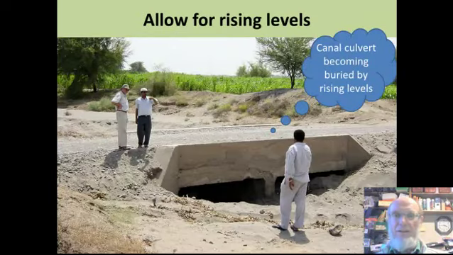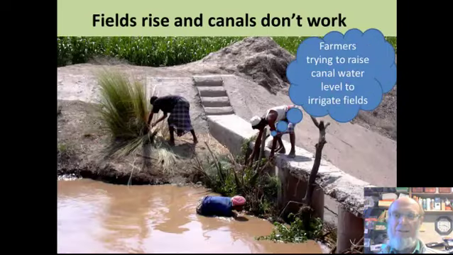Now, if fields rise, canals have to rise. And here we have a case of a canal culvert almost buried because of the sediment in the canal. And as the fields rise, the farmers have more and more difficulty getting water onto their fields unless they raise the canal levels. Here we have the farmers using anything they can find to try to raise up the water level in order to divert it onto the field.